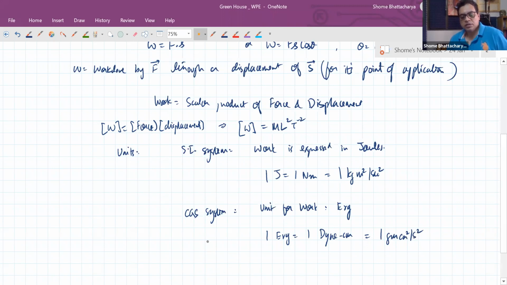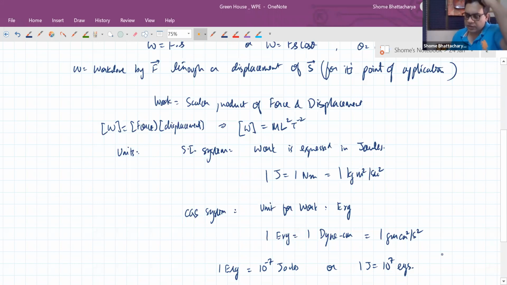So also you can see that 1 erg equals 10 raised to the power minus 7 joules. Or 1 joule equals 10 raised to the power 7 ergs. So this is about the units and dimension. Just make a quick note of this.